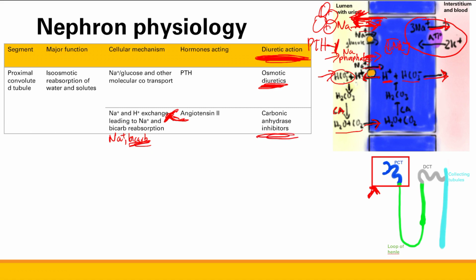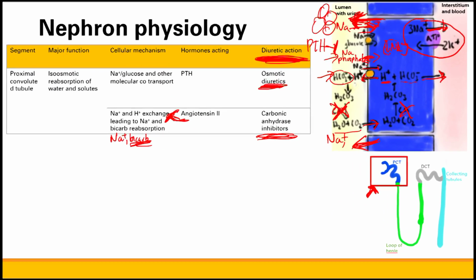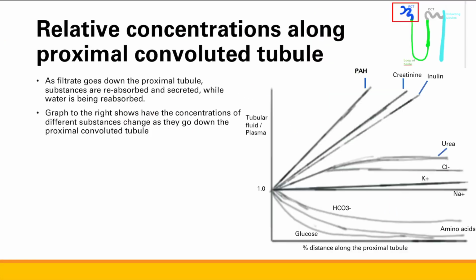The other thing that works here is carbonic anhydrase inhibitors. Carbonic anhydrase inhibitors will block this, so basically this sodium and bicarb reabsorption doesn't happen. And so now you have more sodium in your urine, and that's increased osmolarity. Water always follows sodium, and so you get diuresis. Okay, so next, we're still here on the proximal convoluted tubule.